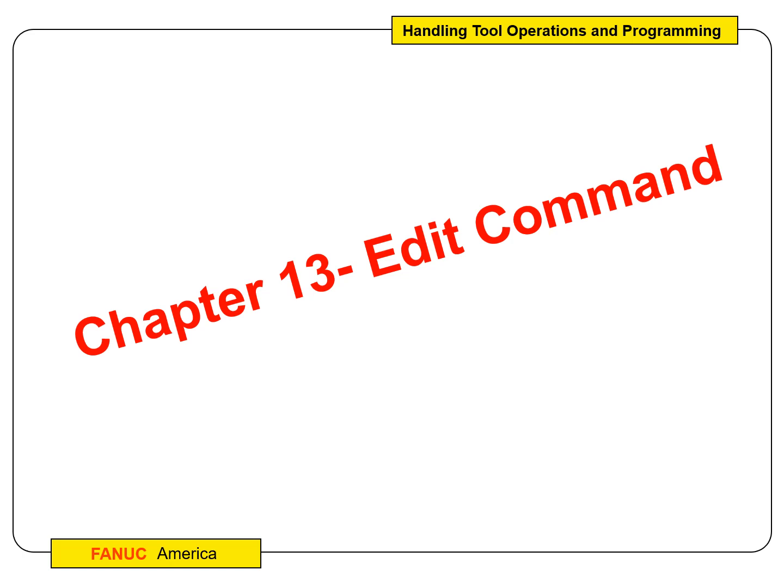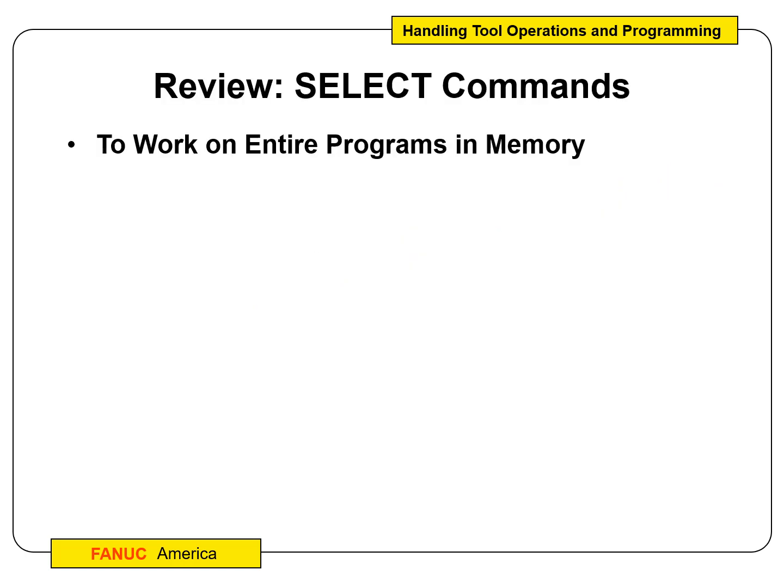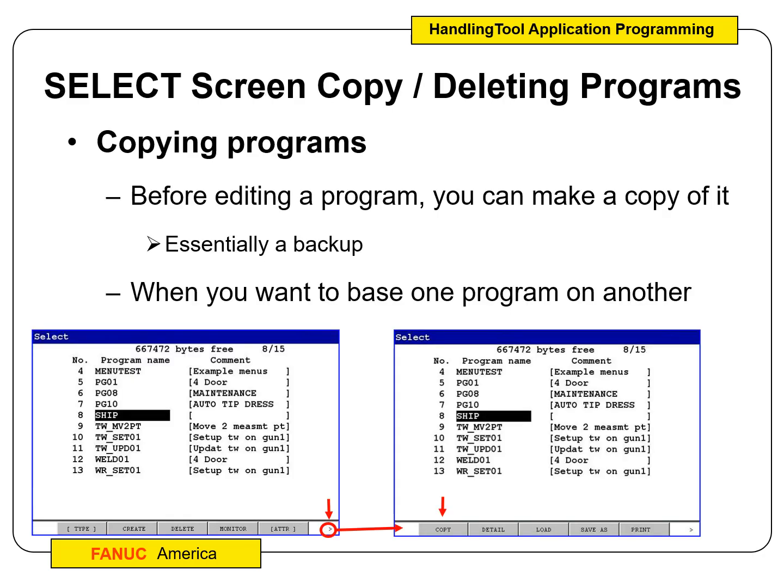This is a lecture for MET150 Intro to Industrial Robotics for Chapter 13, the Edit command. Just a little review before we start. For the Select command, remember the Select command works on an entire program in memory. Again, we use the Select command for things like copying programs. Essentially, you might make a copy of it, a backup. You may want to base another one on it.